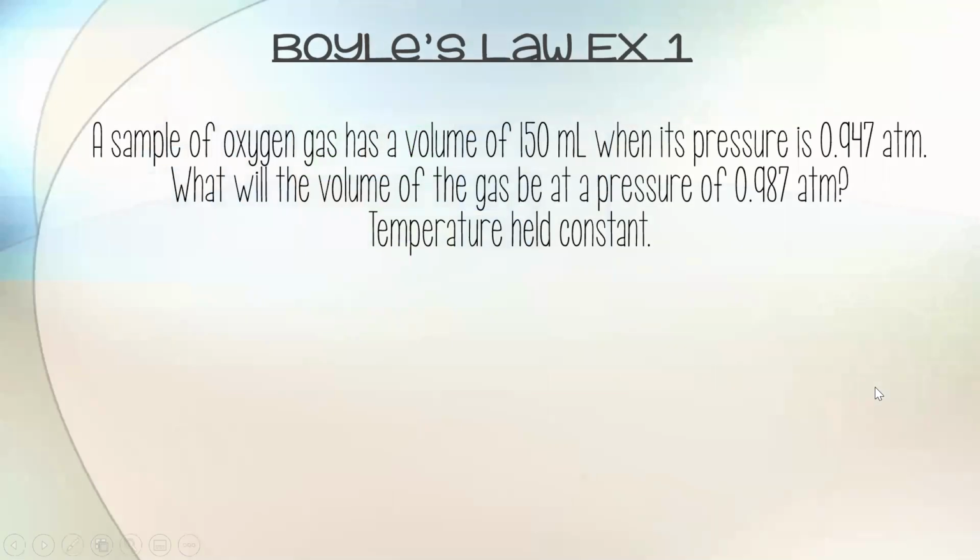So first gas law problem. Actually try these out. A sample of oxygen gas has a volume of 150 milliliters when its pressure is 0.947 atm. What will the volume of gas be at a pressure of 0.987 atm? Temperature is held constant. So we know we're using Boyle's law, P1 V1 equals P2 V2. I like to make a list, especially when you're getting started with these. I think it makes life easier.